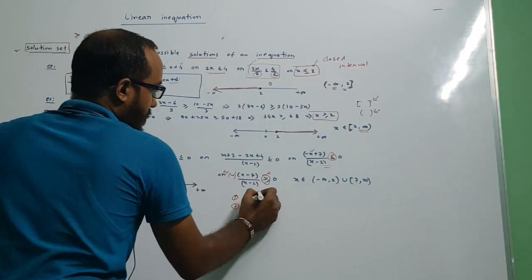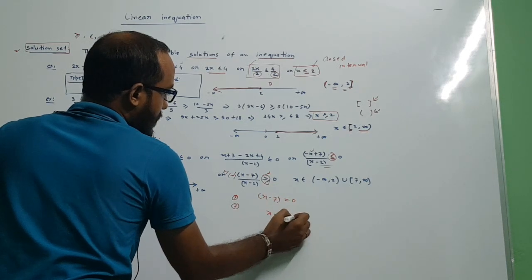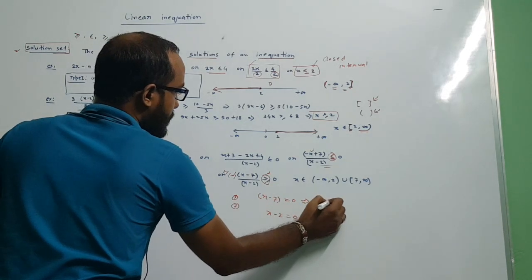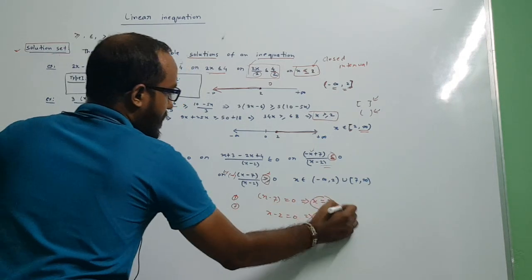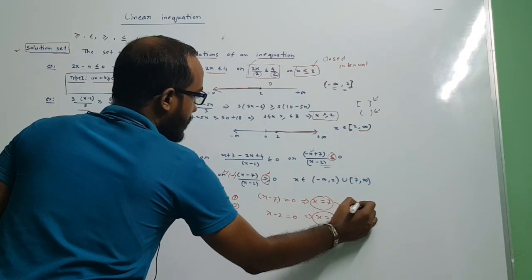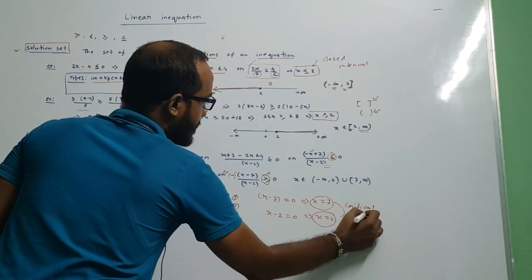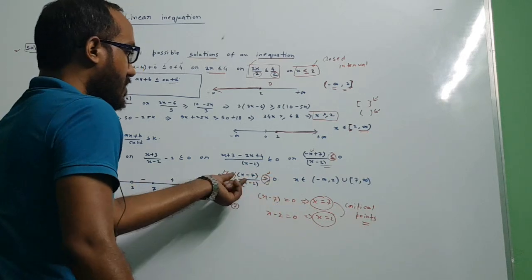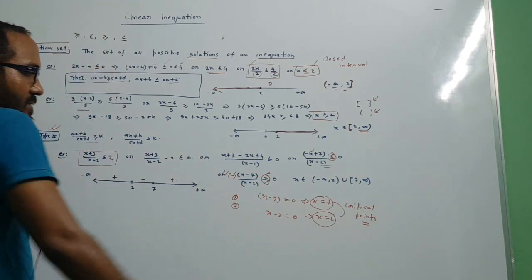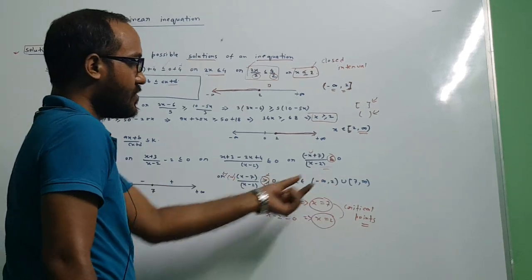So after that, what you have to do, simply x minus 7 equals to 0 and x minus 2 equals to 0. So that means x equals to 7 and here x equals to plus 2. So these are known as your critical points. These are your critical points because these are the solution of that inequality. So that's why these are known as critical points. By these points we can judge the solution set.